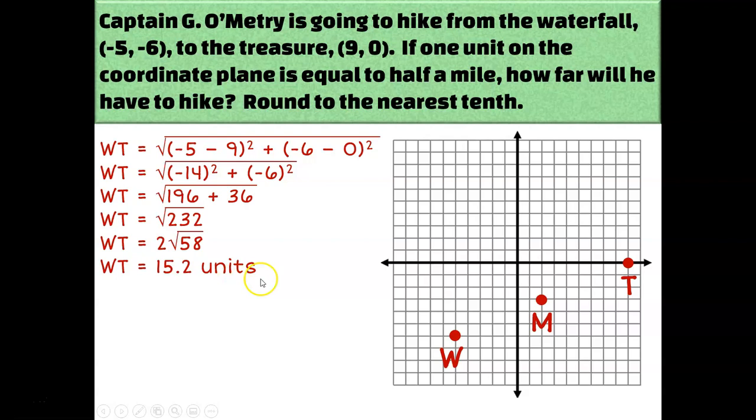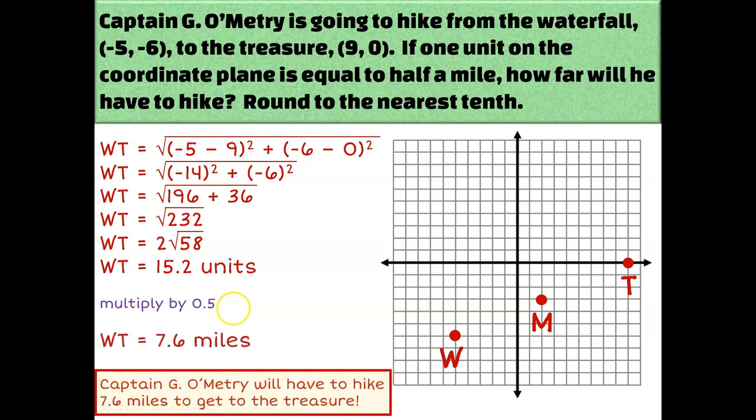But that's not actually my answer, right? Because it wants to know how many miles is he going to need to hike, not how many units. And it says that 1 unit is equal to half of a mile. So to get to my answer, I'll need to multiply 15.2 units by a half, or 0.5. Therefore, it turns out that Captain Geometry will have to hike 7.6 miles to get to the treasure.